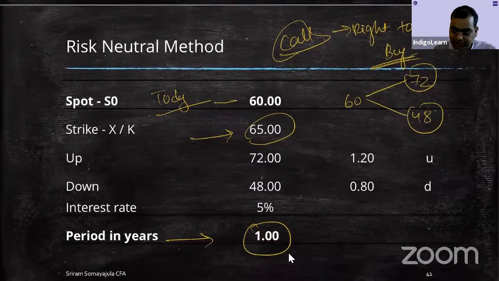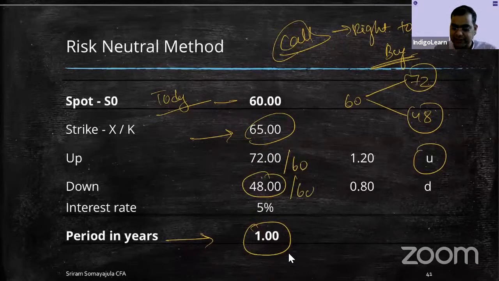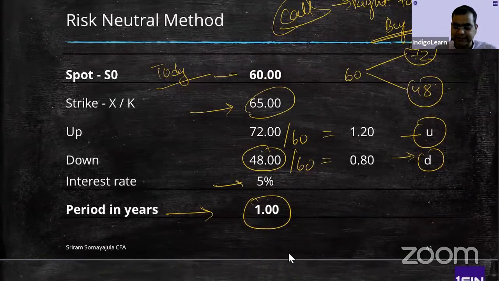So when it goes up to 72, 72 by 60 is 1.2. That we denote by a term called U. And it can go down to 48. So 48 by 60 is 0.8, which we denote by D. We denote this by U and we denote this by D. And they have given that interest rate is 5%. And the period for the contract is 1 year.